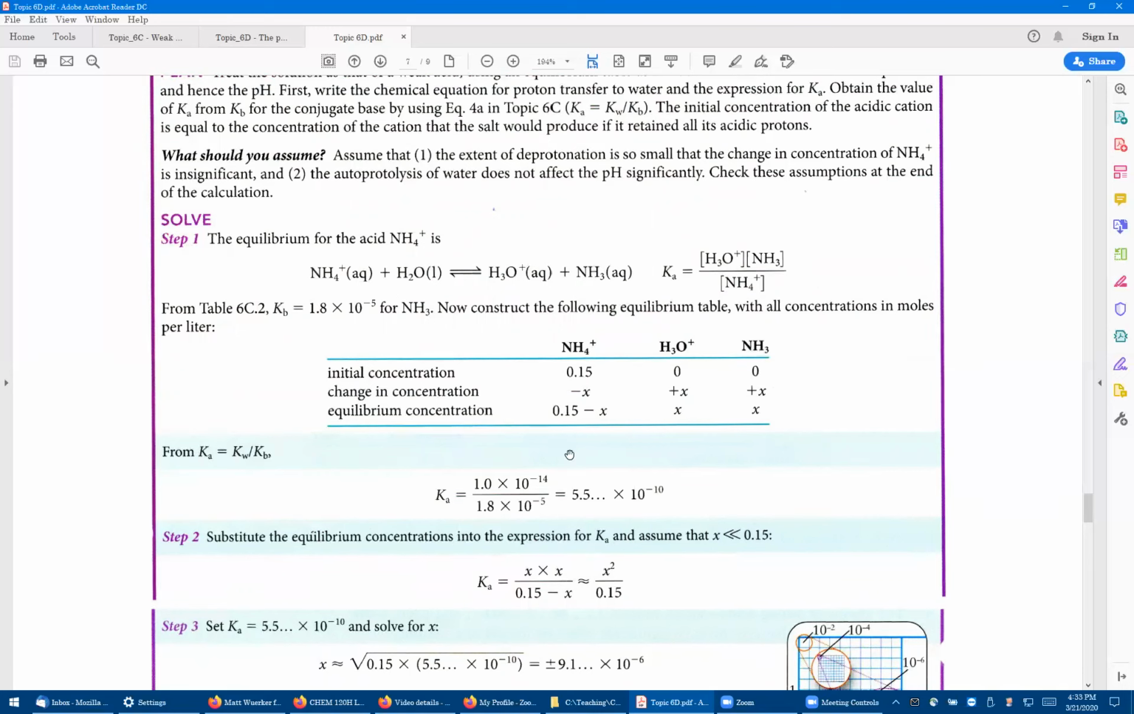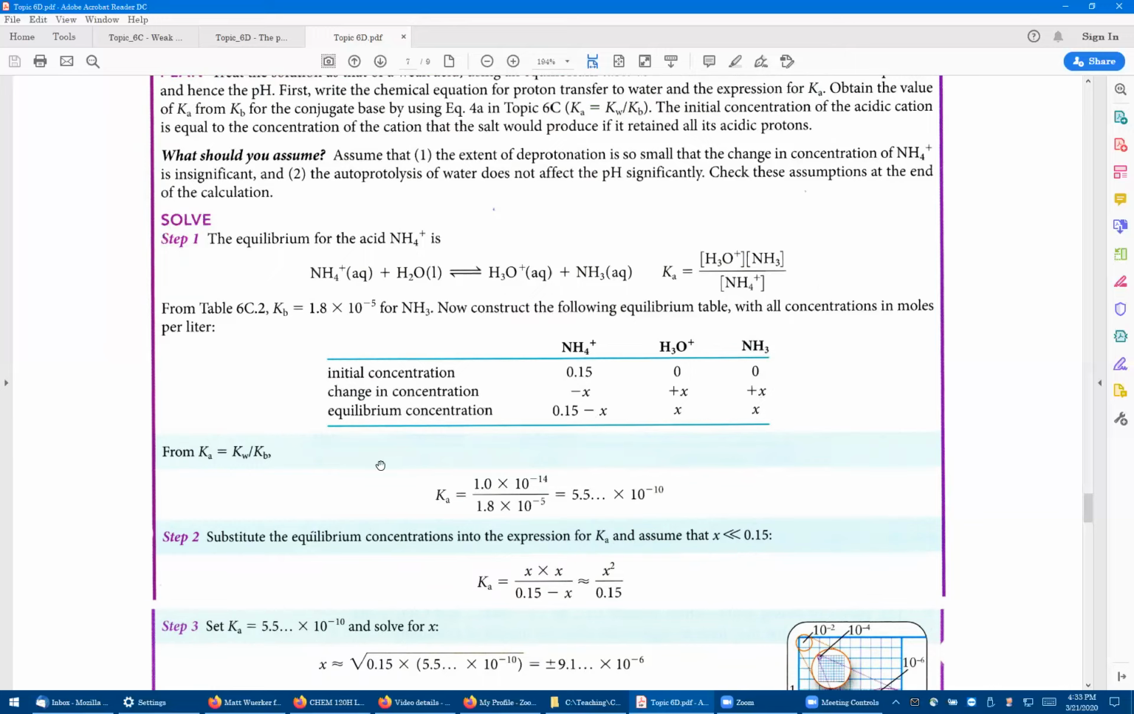So here's the equilibrium table. The ammonium ion initial concentration is 0.15. The hydronium and ammonia concentrations are both 0 initially. The changes again are minus X, plus X, plus X. And so the concentration of ammonium ions at equilibrium is 0.15 minus X, and the H3O+ and ammonia are both X each.